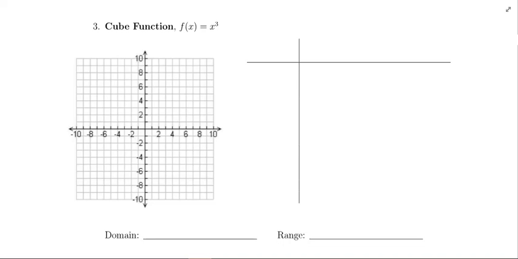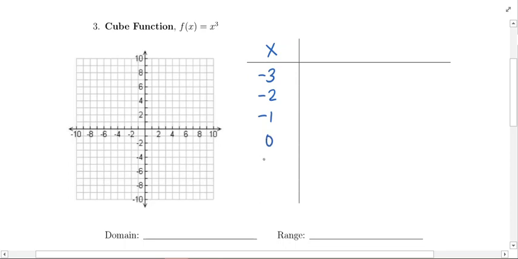The cube function has the formula f of x is equal to x cubed. So we're going to make a table of values in order to graph this. Just like with the previous two functions we've looked at, we are always in charge of x. So I'm going to go ahead and pick the same x values I've been using, -3 all the way to +3.